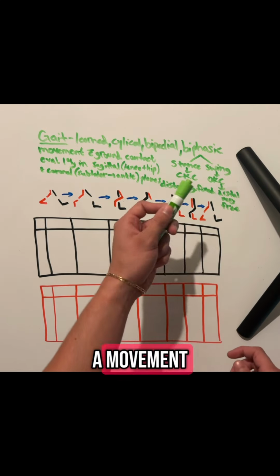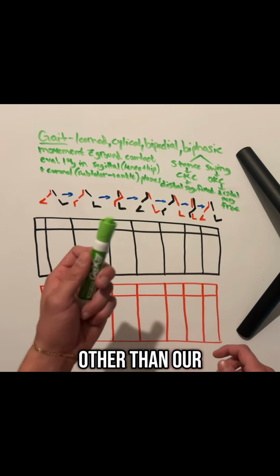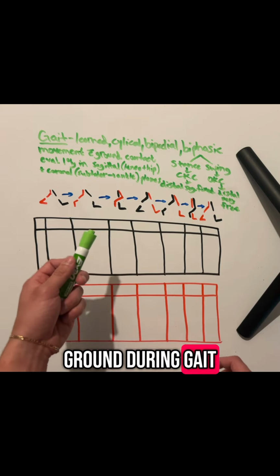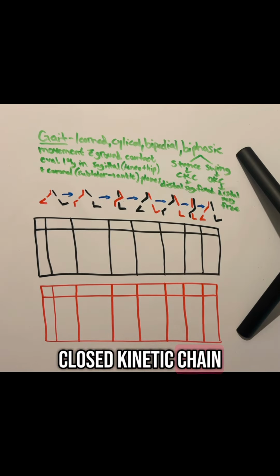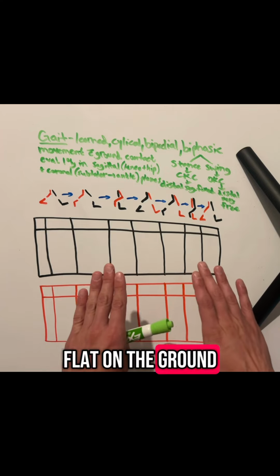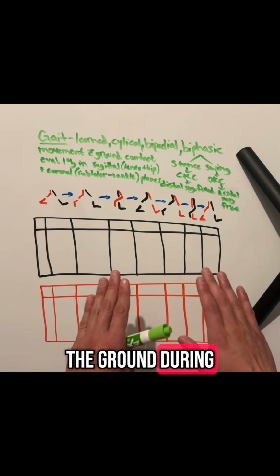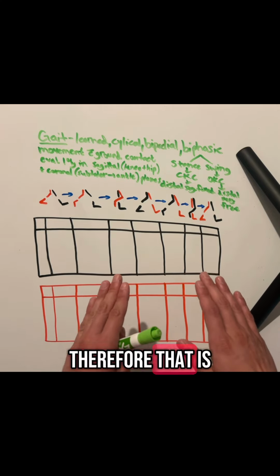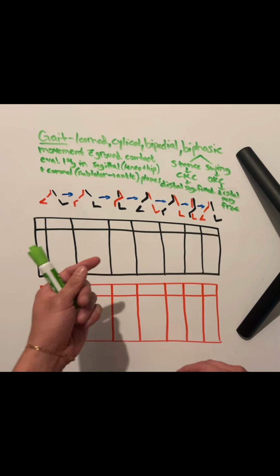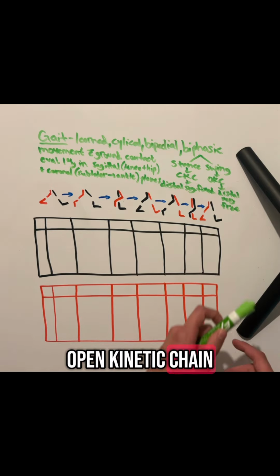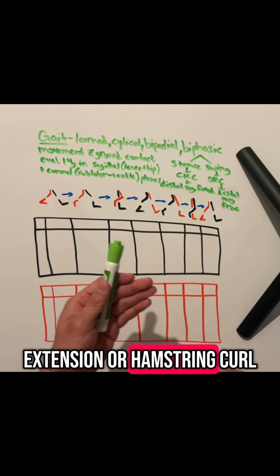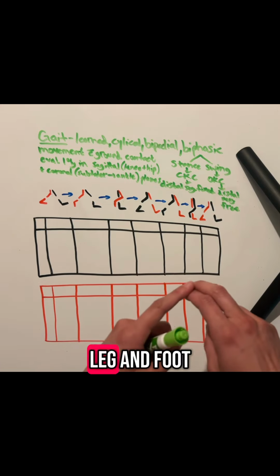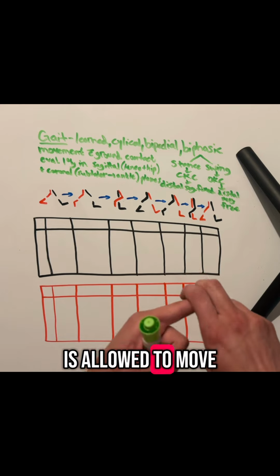An example of a movement other than our foot being in contact with the ground during gait that is also associated with a closed kinetic chain would be a squat. And so our feet are fixed and flat on the ground. They don't leave the ground during the movement. Therefore, that is a closed kinetic chain movement. Whereas something in open kinetic chain, where the distal segment is free, would be more like a leg extension or hamstring curl, where that lower leg and foot is allowed to move.